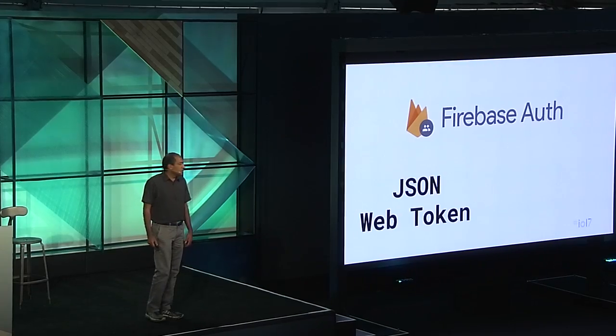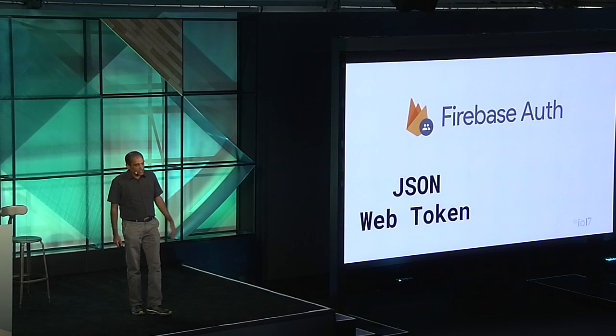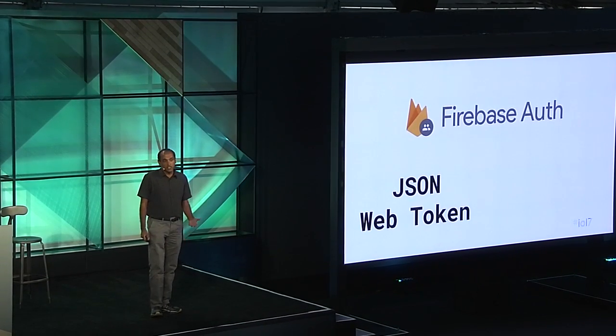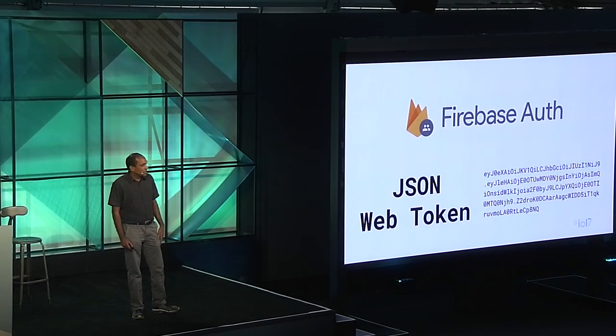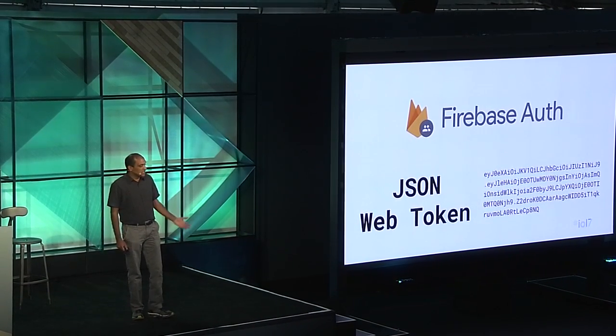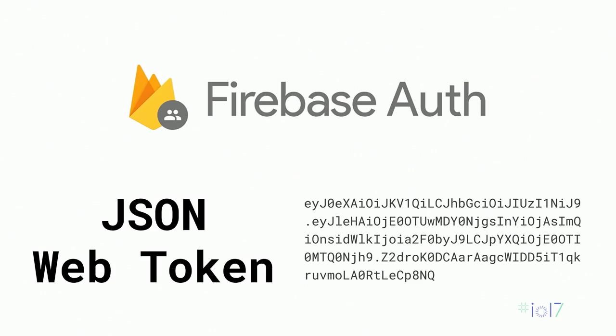When a user signs into your server, a JSON web token is generated, and that's how you certify your user identity. And then when the signed-in user accesses the real-time database, the token is then used to prove the identity and sign into Firebase.